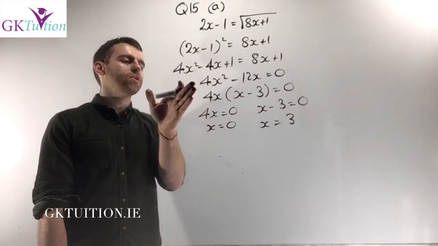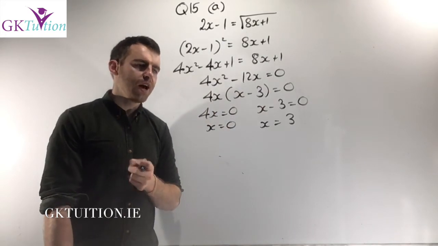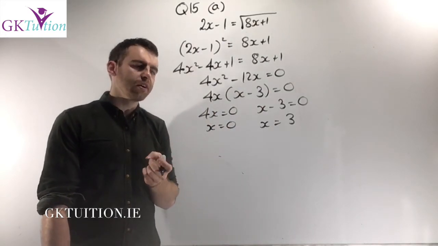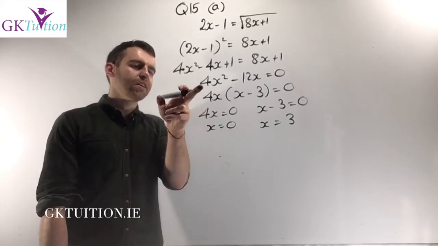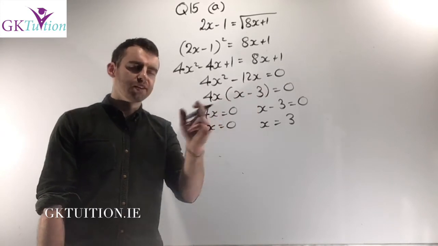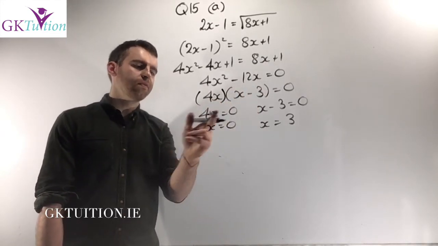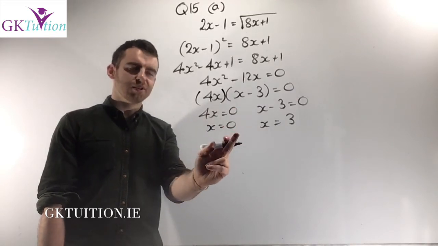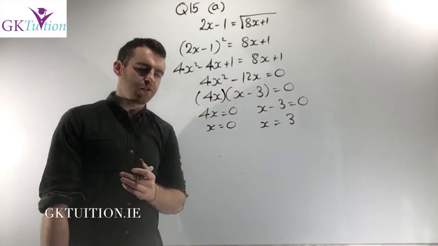When I moved everything to one side, I ended up with 4x squared minus 12x equals 0. And we can factorize out what's common here. The term that's common to both of these is 4x. If I take 4x out of the first term, I'm left with x. 4x into minus 12x is minus 3. I then let each factor equal 0. So I can say that 4x equals 0, which means x equals 0, or x minus 3 equals 0, which means x equals 3.